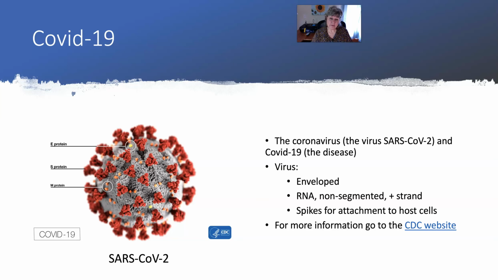So the name of the virus is SARS-CoV-2. It is one of the coronaviruses. It is not the only coronavirus. They're called coronaviruses because when you look at them with the electron microscope, they look like they have a crown around them, and that comes from these spikes that you can see in this picture. Spikes stick off the surface of the virus, and they must be important for something, which they are. I'll tell you that in a second.